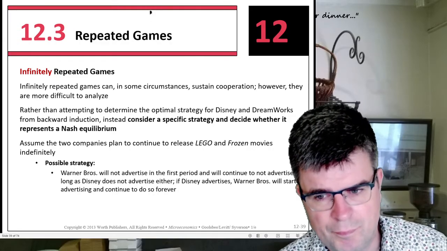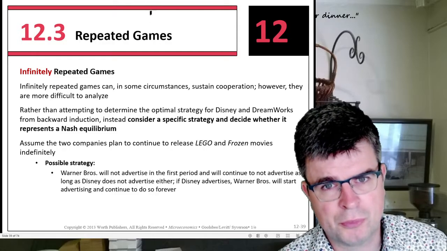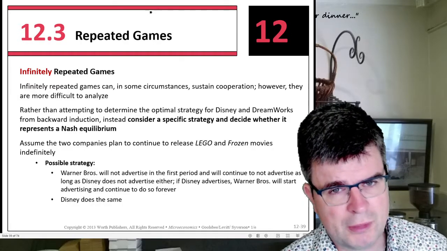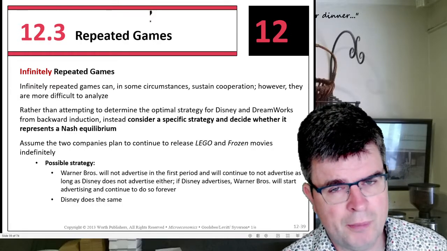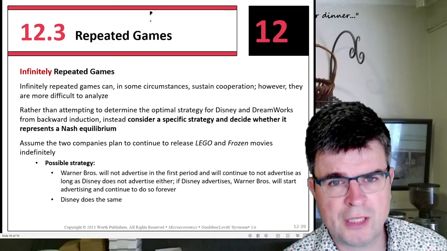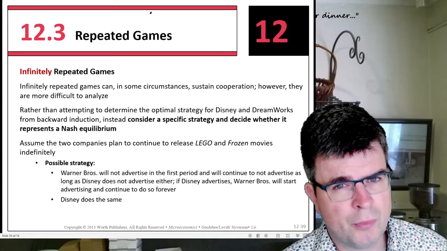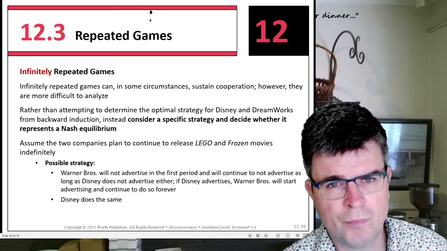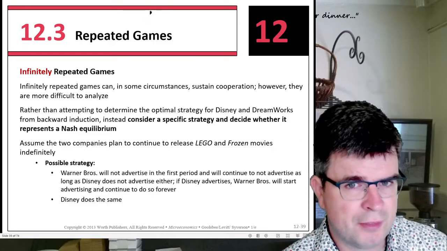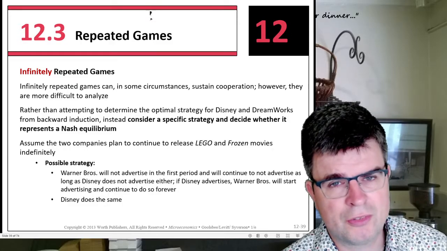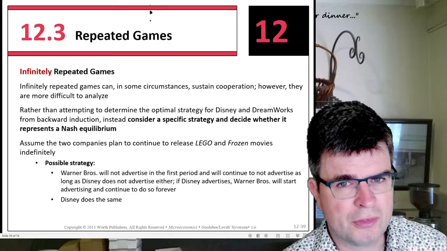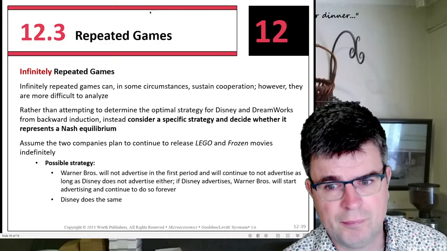This exactly tells you what Warner Brothers will do in every situation. Now suppose that Disney has the same strategy. Disney will not advertise in period 1, and it will continue not to advertise as long as it doesn't observe Warner Brothers advertising. But if it observes Warner Brothers advertising once, then it will advertise ever after. The question is, given the strategy of Warner Brothers, is Disney's strategy a Nash equilibrium strategy? And given Disney's strategy, is Warner Brothers' strategy a Nash equilibrium strategy?